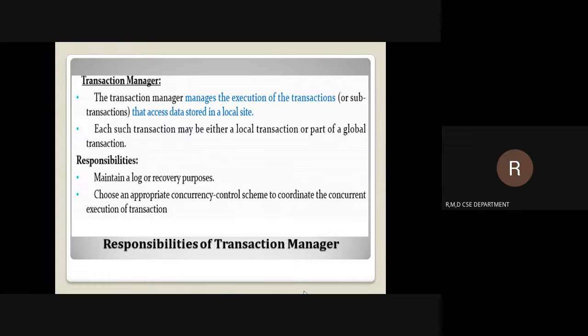The responsibility of the transaction manager is to maintain a log for the purposes of recovery and to choose an appropriate concurrency control scheme in order to coordinate the concurrent execution of transactions in a consistent manner. These are the important responsibilities of the transaction coordinator and the transaction manager subsystems. These two play a very important role in the distributed system architecture.